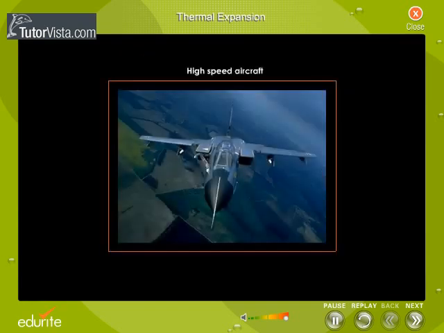Did you know that the wing panels of high-speed aircraft when on ground fit together so loosely that fuel may leak out of the wings? But once it starts flying with a speed equal to 3 times the speed of sound, the panels expand to make a perfect fit. The expansion of solids is due to change in interatomic separation.